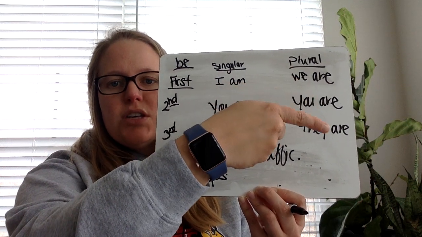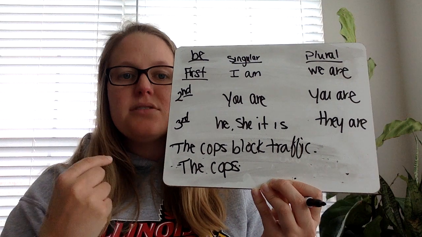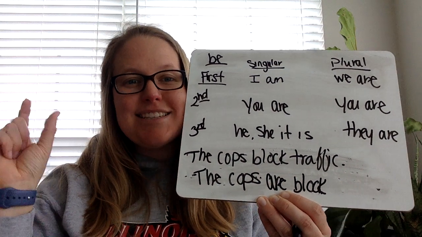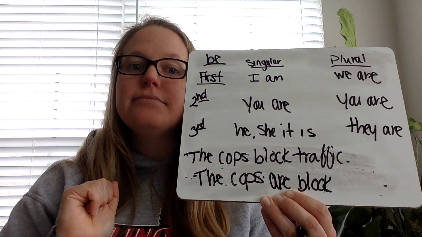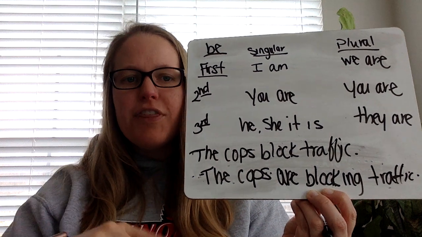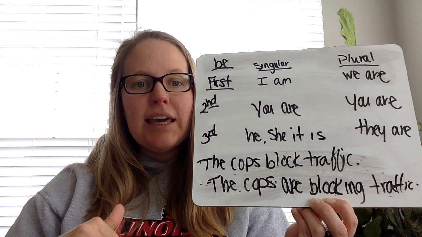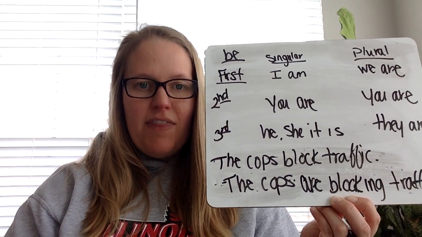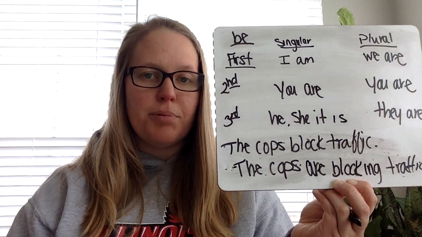I'm going to be using the verb are. The cops are. And then I still need that verb to tell me what they're doing. The verb is block. But when it's happening now, I need to add that inflectional ending, ing. And it's going to say, the cops are blocking traffic. Good. There's going to be a second video with this in an EdPuzzle for you to fill in the answers. So look out for that video, and that is your next task to complete.